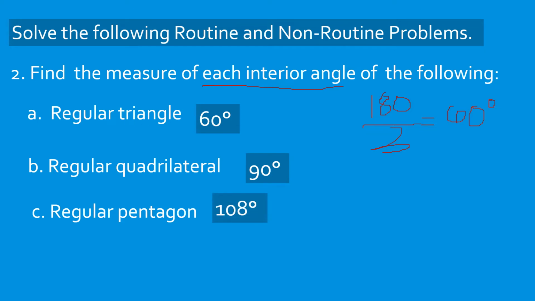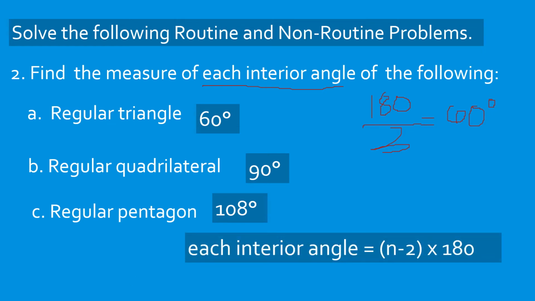Now, let's say you forgot the sum of the interior angles. So for pentagon, the formula to find the sum of the interior angles is simply n minus 2 times 180. N stands for the number of sides. So we have now 5 minus 2. Pentagon, 5 sides. So 5 minus 2, that is equal to 3. Then 3 times 180 is 540.